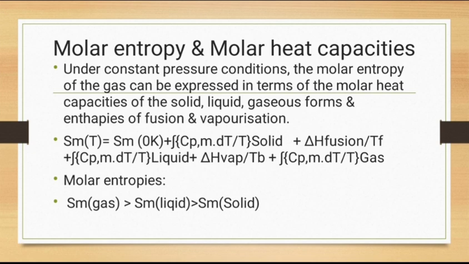When liquid gets converted into vapor, there is an enthalpy change of vaporization divided by the boiling temperature, that is Tb, plus again, first for solid, second for liquid, same for gas, the integration of Cpm dT by T for the gaseous system. Cpm represents the molar heat capacity at constant pressure, and dT by T is the temperature change. So, this is the equation of absolute entropy in which molar heat capacities and the molar entropies are included.